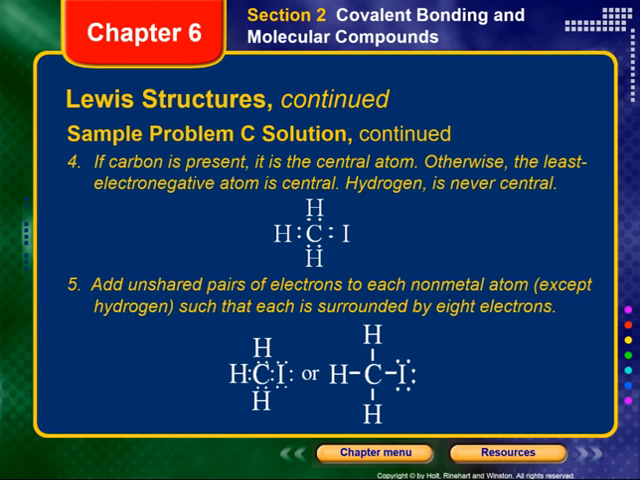We also place the bonding pair of electrons in between each of those elements to represent the actual bond. Next, we add unshared pairs of electrons to each nonmetal atom, as long as it's not hydrogen, such that each element is surrounded by 8 electrons. Now, the reason we don't do this for hydrogen is because hydrogen doesn't want to be surrounded by 8 electrons. It wants to be surrounded by 2 electrons, right? That duet. But carbon and iodine do want to be surrounded by 8 electrons.